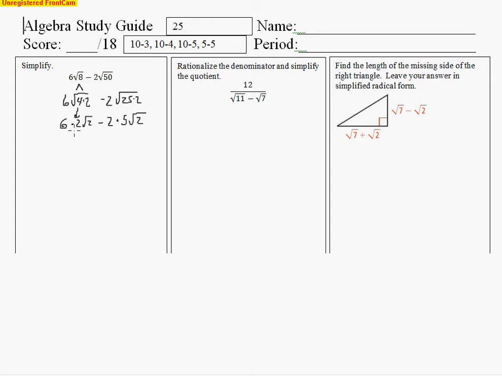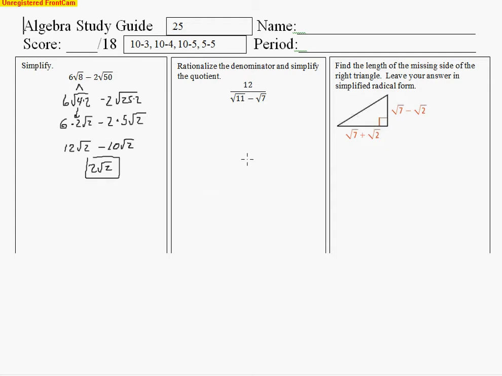So now we go ahead and multiply. The 6 and the 2 make 12 square roots of 2, minus 10 square roots of 2. And together that makes 2 square roots of 2. So the next problem, we're going to end up rationalizing the denominator.